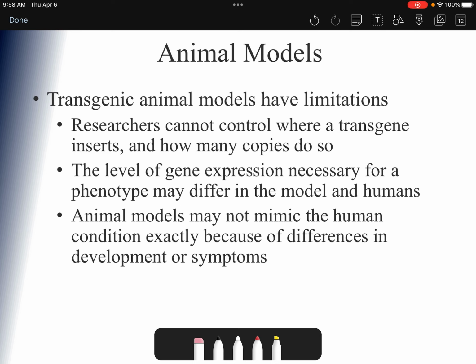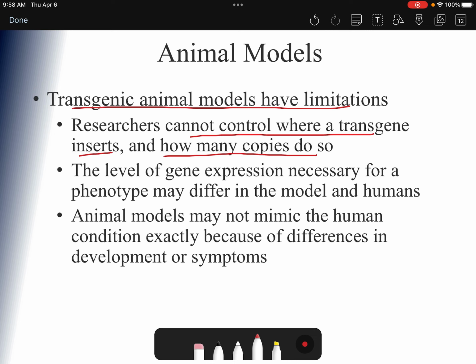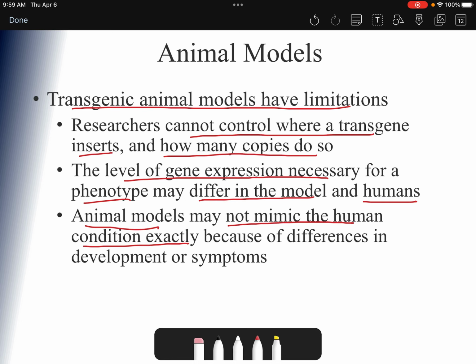There are some limitations with transgenic animal models. Sometimes they don't have any control where the transgene inserts or how many copies do so. So that might cause issues down the road. The level of gene expression necessary for a phenotype may differ in the model versus what humans need, and the animal model may not mimic the human condition exactly because of how we develop differently. So while transgenic animals may be useful to some extent, they're not perfect, and they're not exactly like humans, so it's not 100% effective.